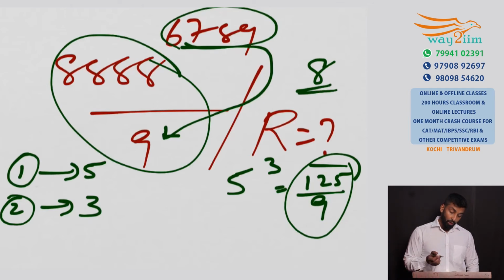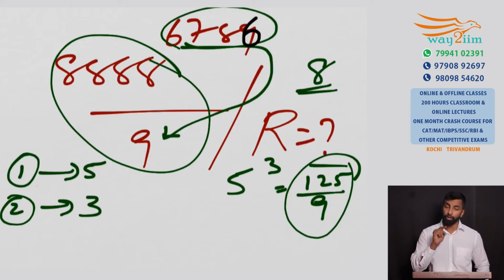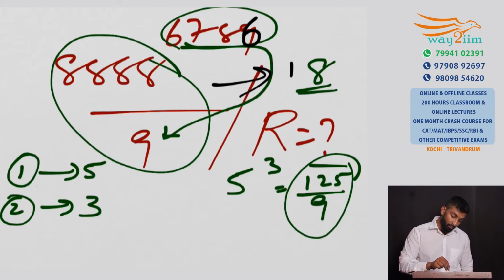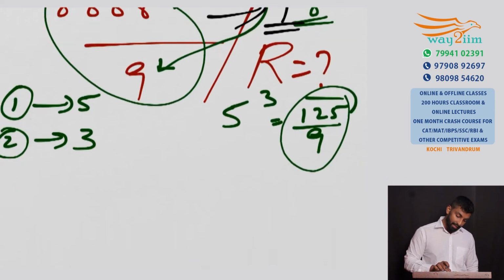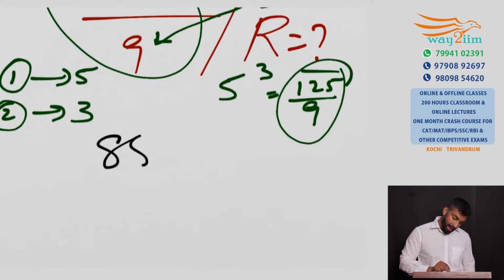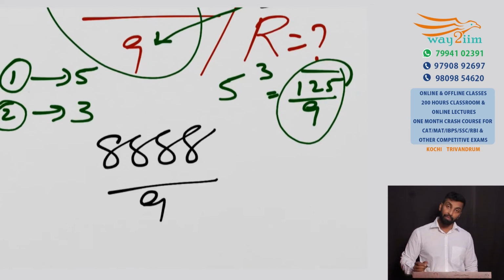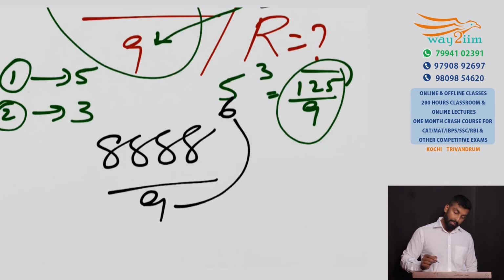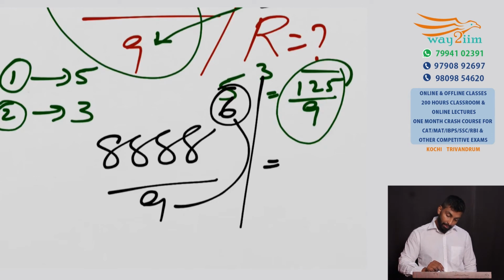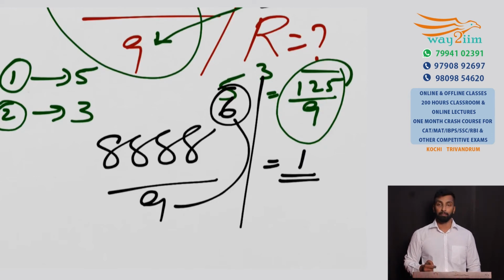Okay. Now what we discussed is, had it been 6786 instead of 6789, what would have been the remainder? The remainder would have been 1. Why? That is what we discussed under Fermat's theorem, right? See, 8888 divided by 9, right? If the power was 6, how are 6 and 9 related? 6 is the Euler's number of 9, right? So if this was 6, the remainder in this case will be 1. That's Fermat's theorem.